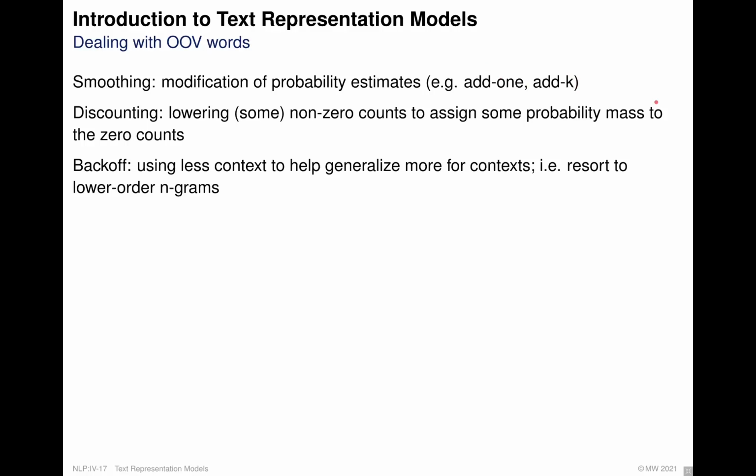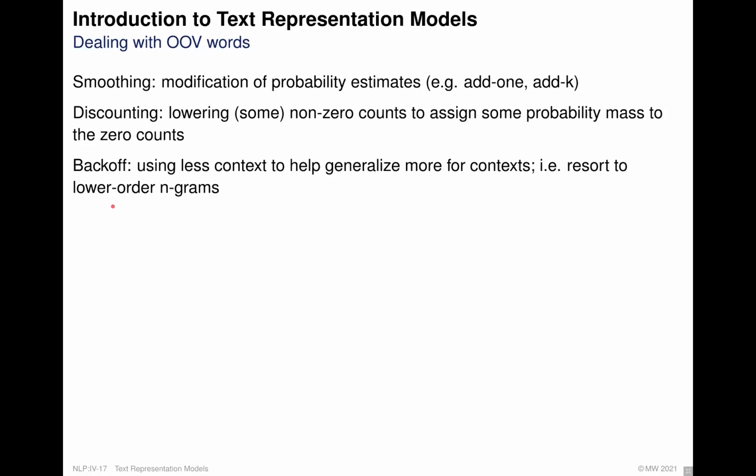And discounting is the counterpart of adding. In discounting, basically, we're going to lower some of those non-zero counts to assign some probability mass to the zero counts. So as soon as we encounter a word in a test set that we haven't seen in the training set, we're going to assign some small probability instead of that zero probability. And in order to account for that, in order to return that fake or hallucinated probability for those out of vocabulary words, we're going to discount all the other probabilities by some small number. So this is smoothing and discounting.